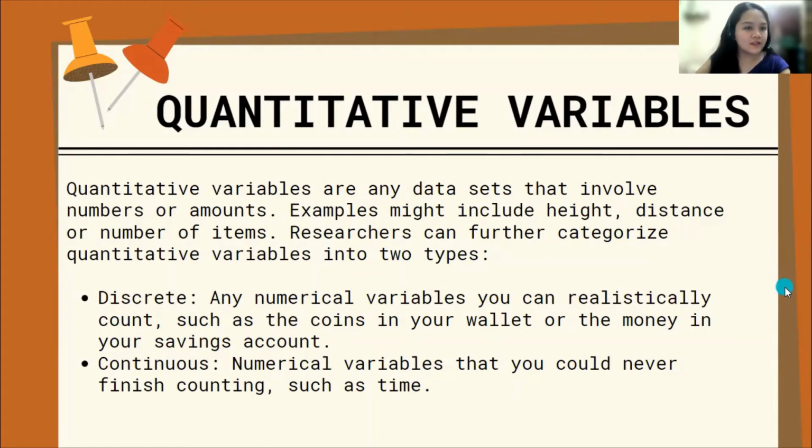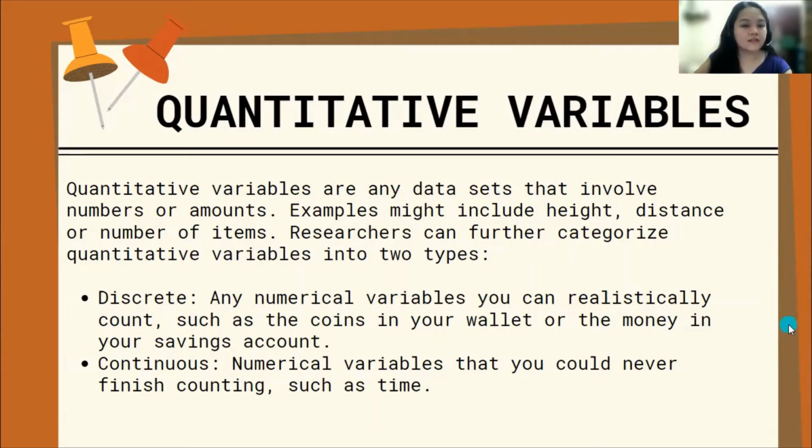What is quantitative variables? Quantitative variables are any data sets that involve number or amount. From the word quantity, which is quantitative, it involves number or amount. Examples might include height, distance, or number of items. Researchers can further categorize quantitative variables into two. So, inuulit natin, ang quantitative variable ay ang mga it involves numbers or amount.